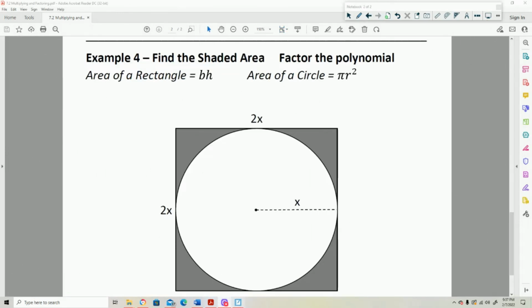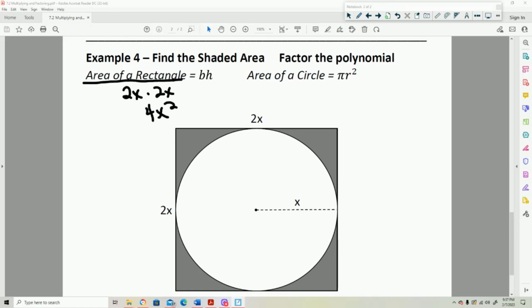Example 4, we find a problem involving a shape, or shapes, actually an area problem. And we're using some basic area formulas, one for a circle, one for a square, or rectangle. So if you notice, we're going to find the area of the shaded region, and to do that, you find the area of the whole thing, the whole shape, and then you're going to subtract the area of the circle, because that's been cut out. So let's find the area of the rectangle first. That is base times height. Well, it's 2x times 2x. And if we multiply 2x times 2x, we get 4x squared. So that's the area of the rectangle.